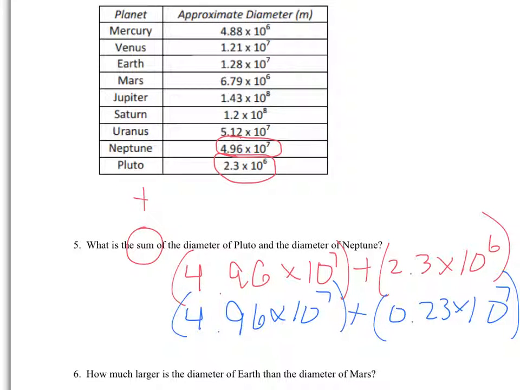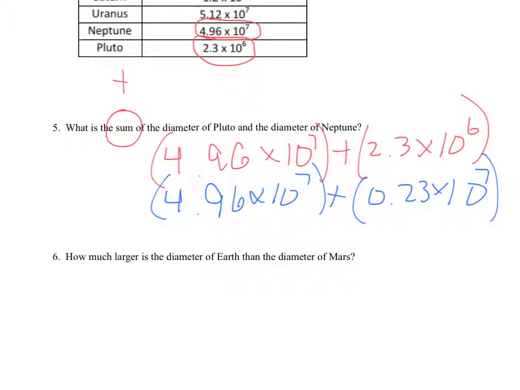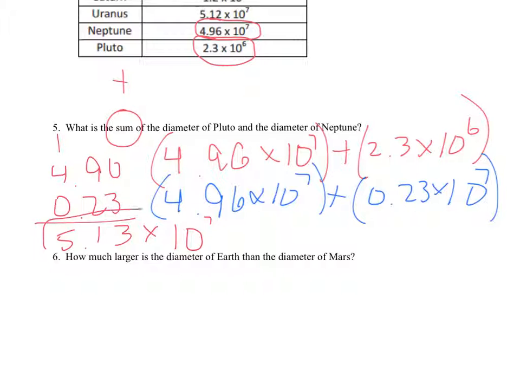And now I can add them because I have the same power of 10. If I scroll up here a little bit, I'm going to add my 4.96 plus 0.23, placeholder 0 there, so I'm going to have a 3, 9 and 2 is 11, carry the 1. So I've got 5.13, and don't forget our power of 10 was 10 to the 7th power. The answer is 5.13 times 10 to the 7th power.